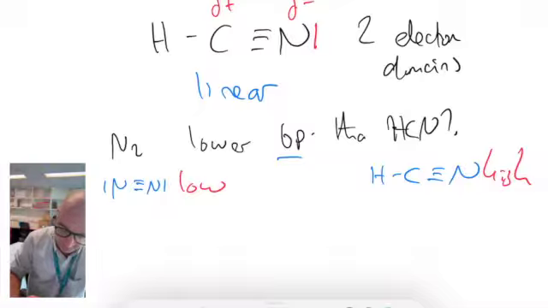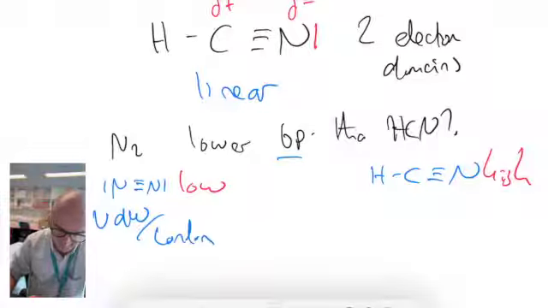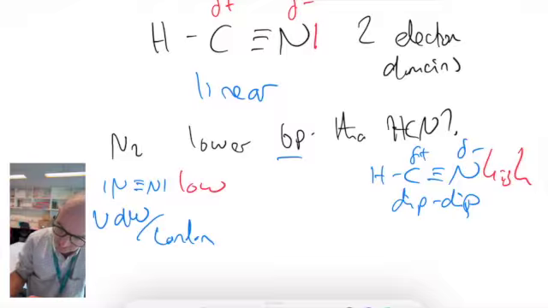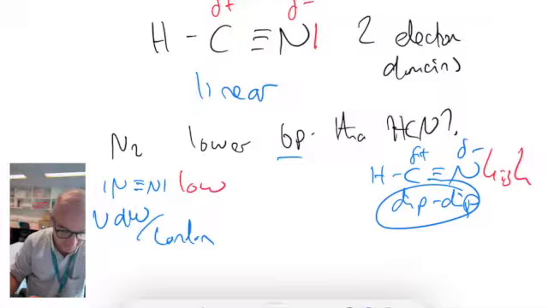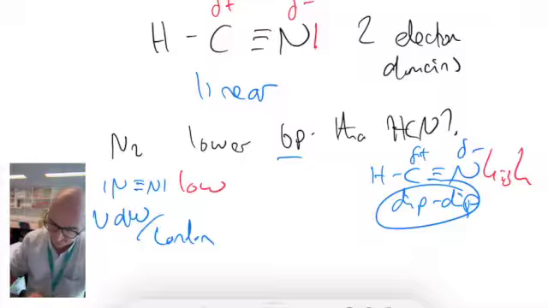If it's a simple covalent molecule, then we're going to have van der Waals London dispersion forces, the weakest type of intermolecular force. If it's HCN, we have a permanent dipole. So we're going to have dipole-dipole, or delta plus delta minus on the molecule with neighboring molecules, which is a stronger type of intermolecular force. Therefore, the HCN has a higher boiling point than the N2 because it has stronger intermolecular forces.